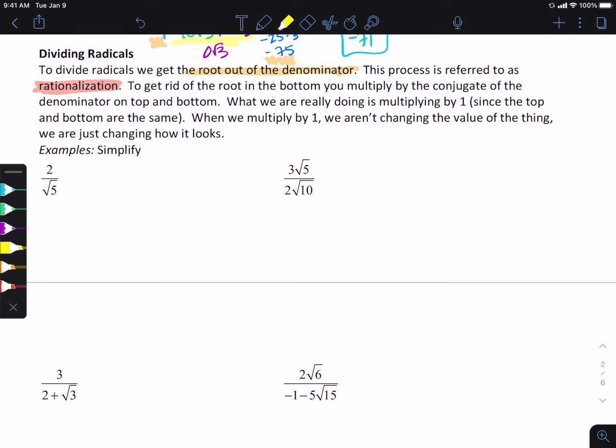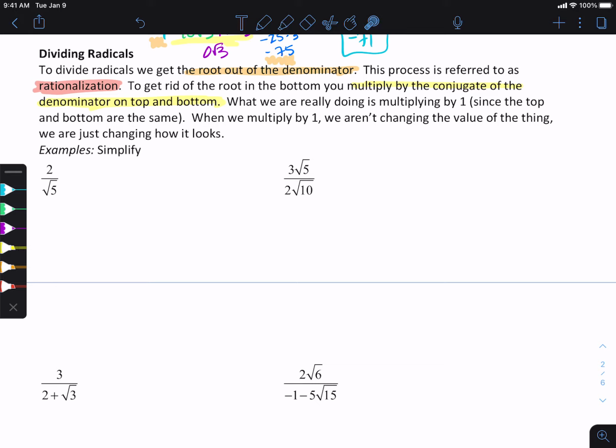What happens is we multiply both the top and the bottom, or the numerator and the denominator, by the conjugate of the denominator. When we multiply by the conjugate on top and bottom, we're really just multiplying by 1, because if you have the same thing on top and bottom, it's multiplying by 1. And anything times 1 is the anything. So we're not changing the value of it, we're just changing how it looks.